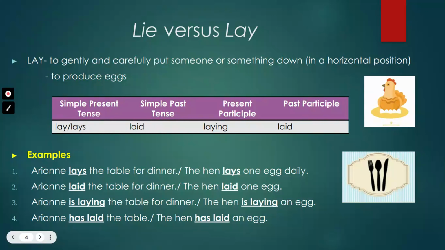Sentence number 3 now, we see that the present participle of the verb to lay is laying. So remember, the present participle of the verb to lie is lying. But for to lay, the present participle is laying, and you ought not to confuse the 2. So Ariane is laying the table for dinner. The hen is laying an egg. And then we have number 4, Ariane has laid the table. The hen has laid an egg. So we have the use of the past participle laid in order to form the present perfect tense.